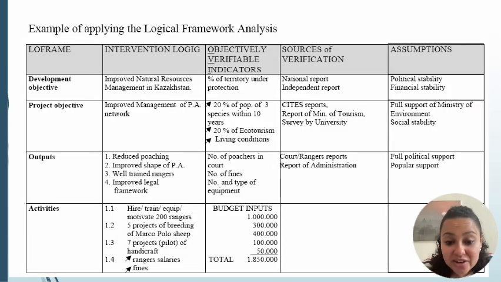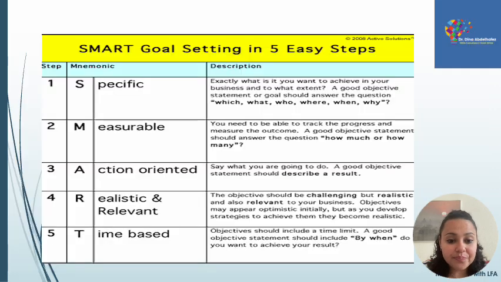Okay, here is another example of the log framework, and it is divided differently, but we put the indicator here in the form of percentage. We put more information about the budget inputs. We put more information about the outputs in details, activities in details. We write everything. It's a different way of writing it, but the same idea, the same way or technique.